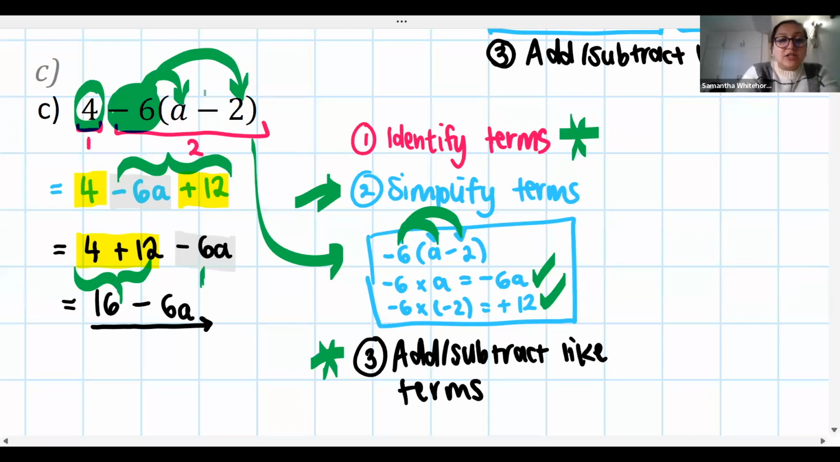And -6a is a term all by itself. There are no other terms with a in it. And so that means I cannot add or subtract it. It just is -6a. I can't do anything more with it.